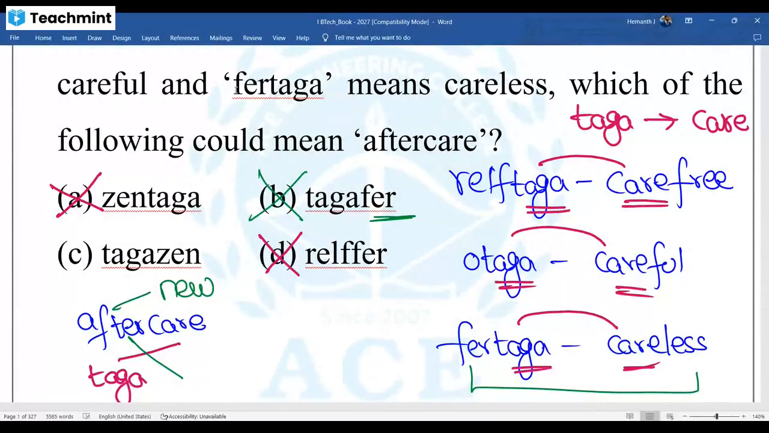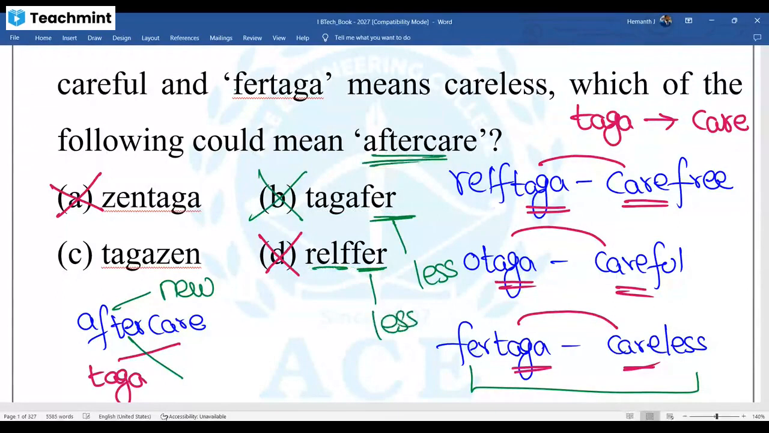In carefree, "after" is not there. Careful, "after" is not there. Careless, "after" is not there. But I want a new one. Why not FER, sir? FER meaning is less. In the question, it is "after care", not "less care". FER is there means less is mandatory required. Less is not there in this one.